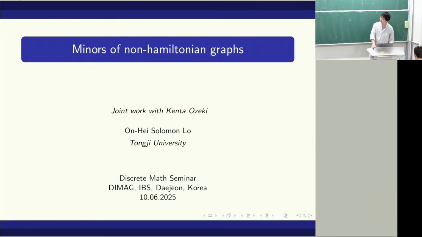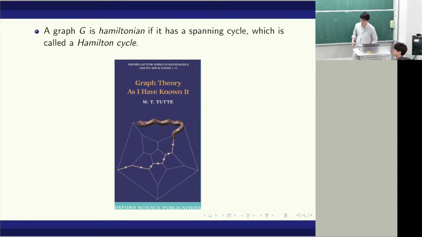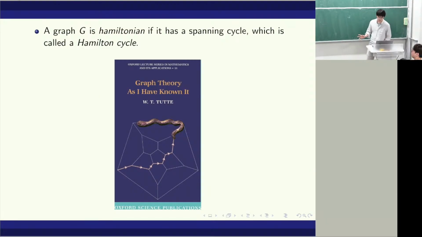I'm very glad to talk about some of my research here. Today I'm going to share a joint work with Kenta Ozeki, my previous postdoc supervisor in Yokohama. The topic is about Hamiltonian graphs and minors. They are just the standard notions. Hamiltonian means having a spanning cycle.